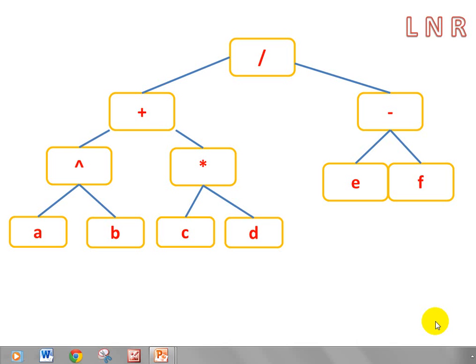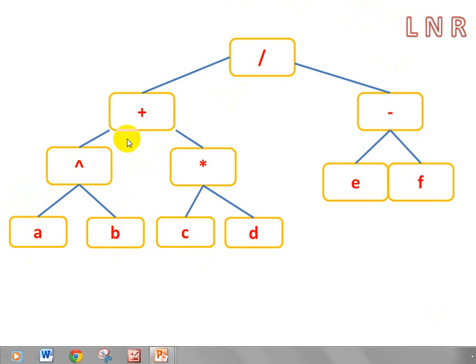Binary trees, expressions part 2. We're going to look at our in-order traversal, or infix expression, if you would like. And we know that because the method I've given you is left, node, right. Okay, left, node, right, starting at the bottom of the tree, working our way to the top.